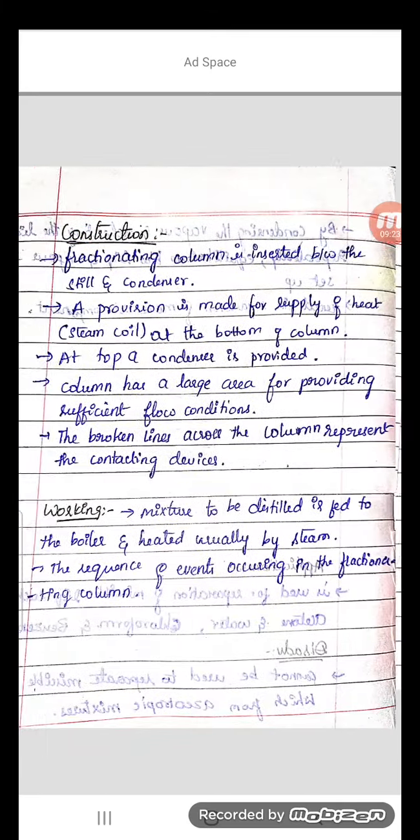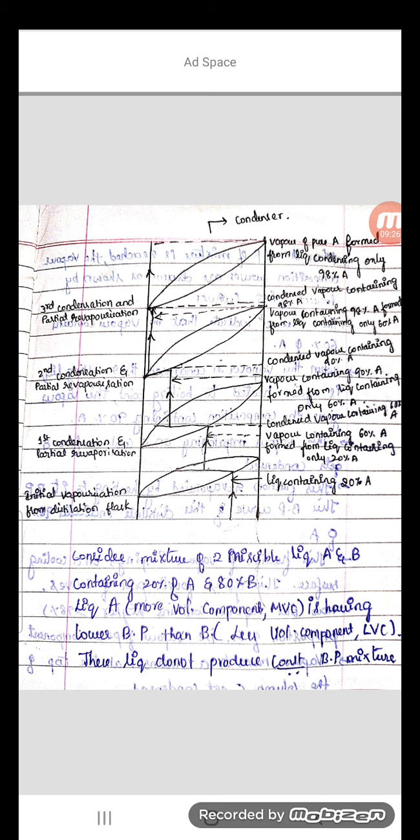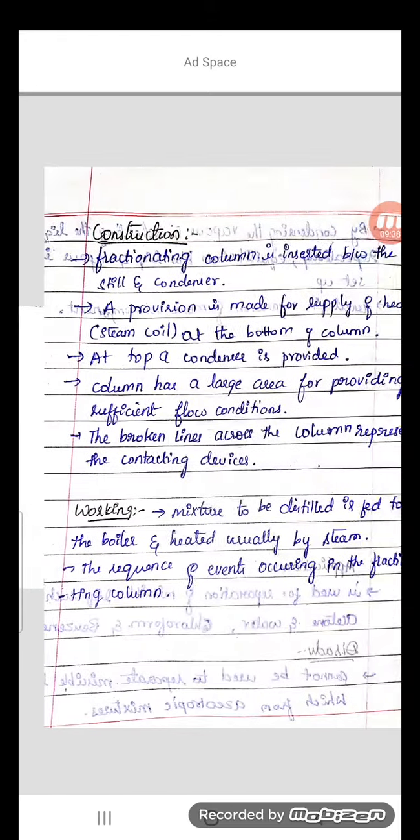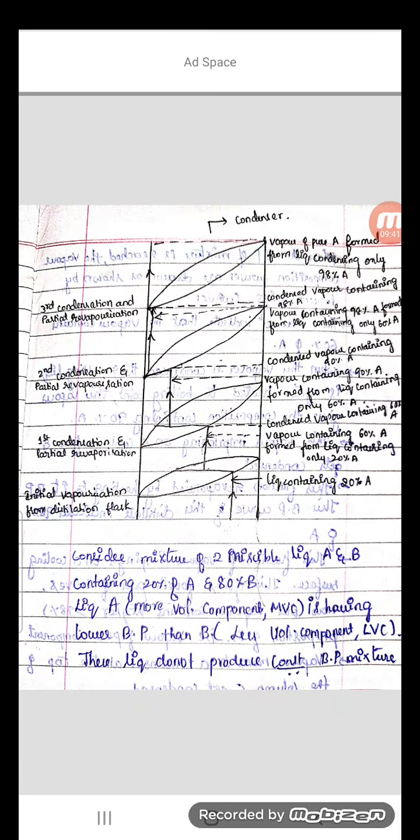So next is working. You can see the working here. So this is the mixture. Consider a mixture of two miscible liquids A and B containing 20 and 80% of A. This diagram shows how the fractionating column is going to separate them. So it is a mixture of A and B solvents. A is 20%, B is 80%, means in 100 ml, A is 20 ml and B is 80 ml. Liquid A, the more volatile component, has a lower boiling point than B, the less volatile component. These liquids do not produce constant boiling point mixtures.